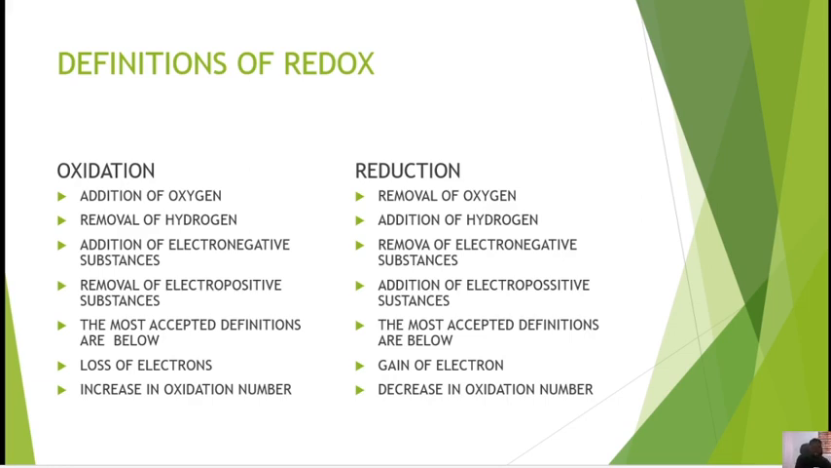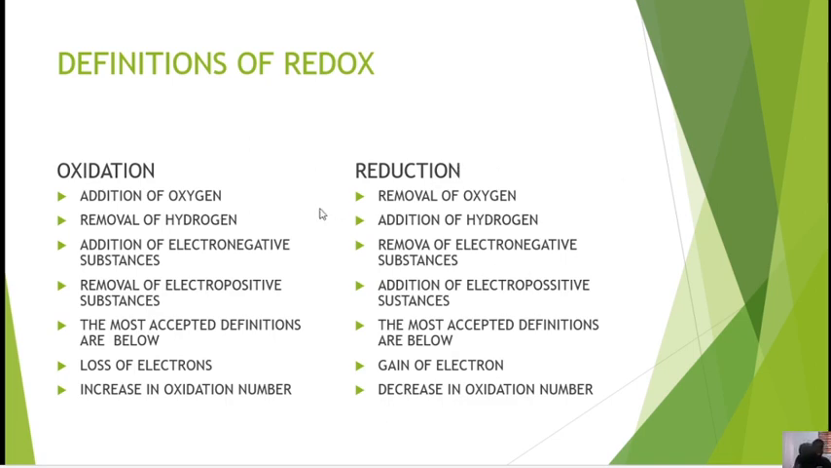What are the different definitions of oxidation and reduction? As I said, redox, two reactions, oxidation and reduction, however, they are opposite, which means if oxidation is something, reduction has to be the opposite. If I say oxidation is fat, reduction is slim. If oxidation is tall, reduction has to be short. Okay, with that said, let's get into the definitions.